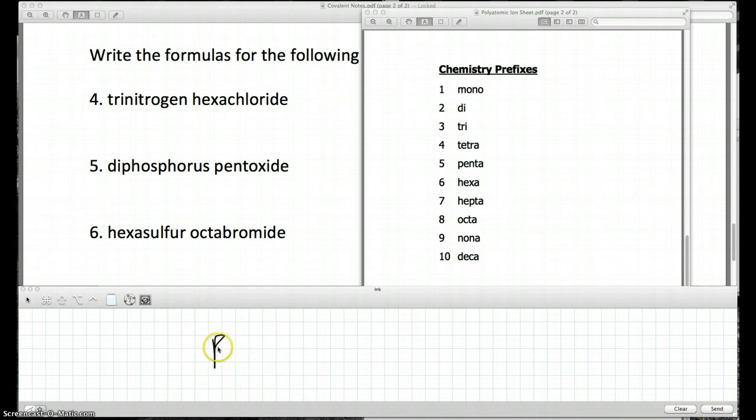Diphosphorus, so P is for phosphorus, di is 2, oxide, and there's pent, and pent means 5, so P2O5. The next one, you can pause it if you want and check your answer. The next one, hexasulfur, S6, octobromide, Br8.